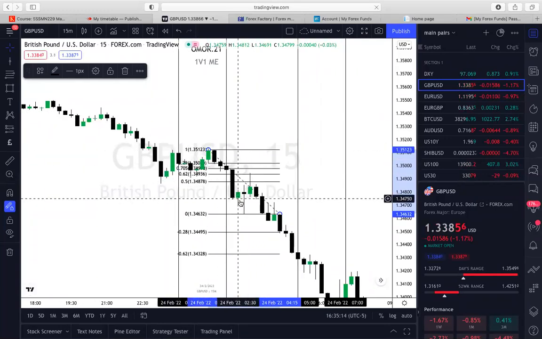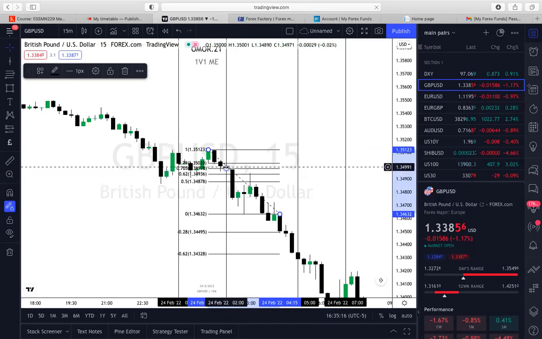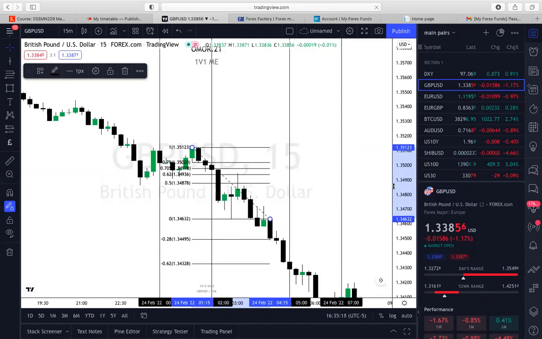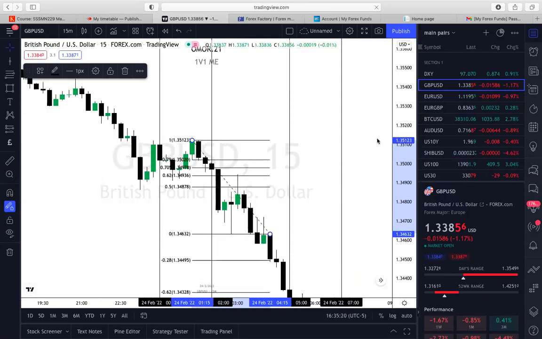The fib just outlines the premium and the discounts within a trading range. That's all it does. Now, the OTE, you can, okay.